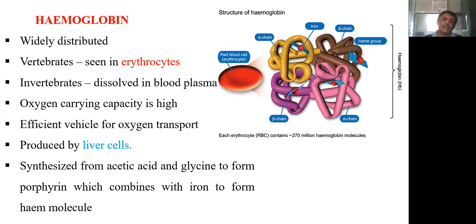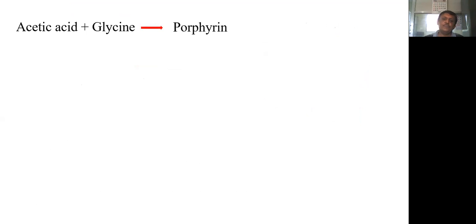Acetic acid and glycine combine together to form a porphyrin ring. This porphyrin ring then combines with iron to form the heme molecule. So let us see how it is synthesized. Acetic acid and glycine interact to produce porphyrin. This porphyrin then combines with iron, Fe, to produce a complex molecule, that is heme.